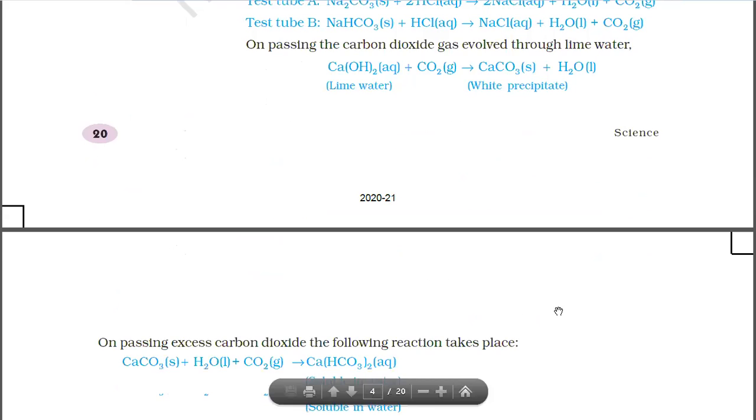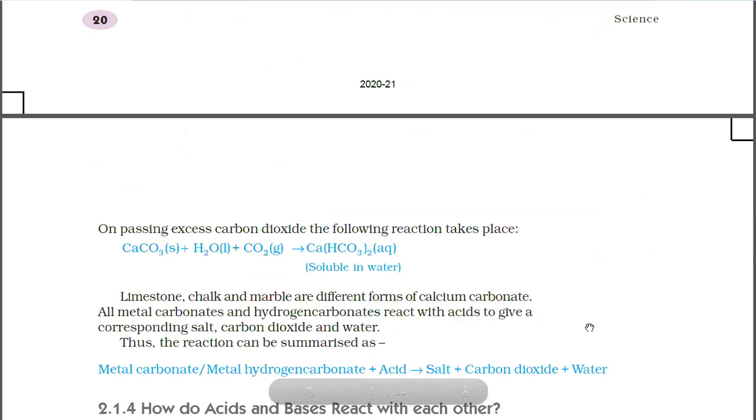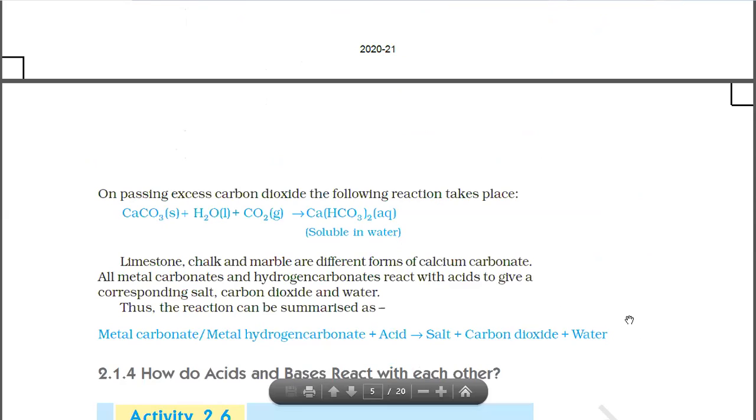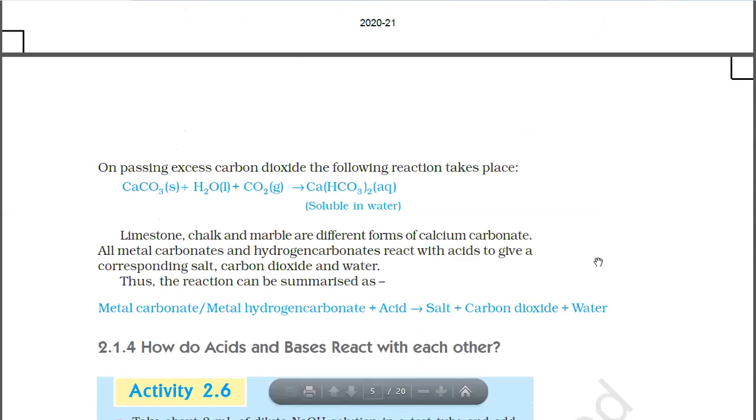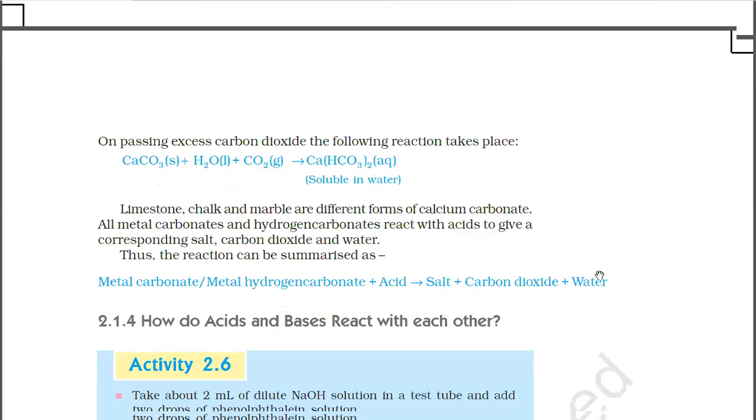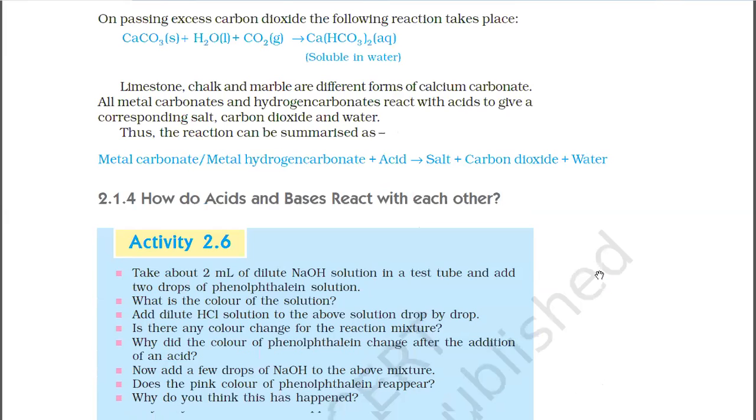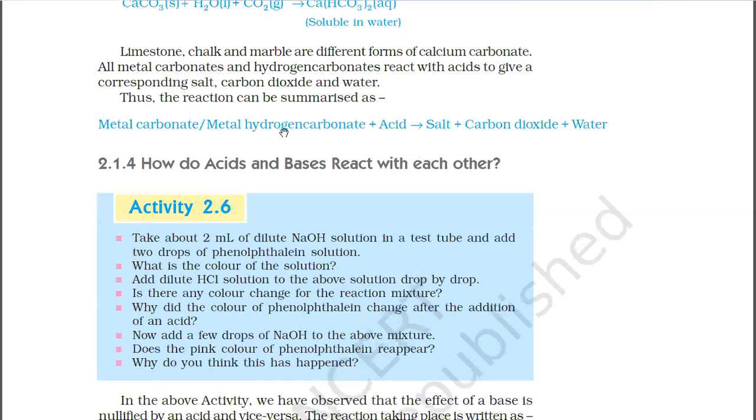On passing excess carbon dioxide, the following reaction takes place: CaCO3 (s) + H2O (l) + CO2 (g) gives Ca(HCO3)2 (aq), which is soluble in water. Limestone, chalk, and marble are different forms of calcium carbonate. All metal carbonates and hydrogen carbonates react with acids to give the corresponding salt, carbon dioxide, and water. Thus, the reaction can be summarized as: metal carbonate or metal hydrogen carbonate plus acid gives salt plus carbon dioxide plus water.